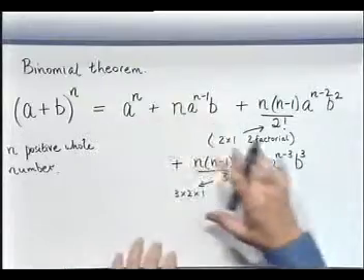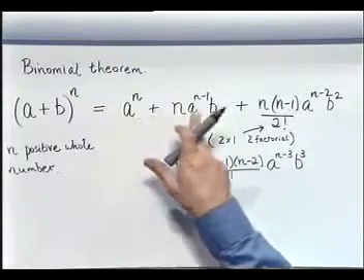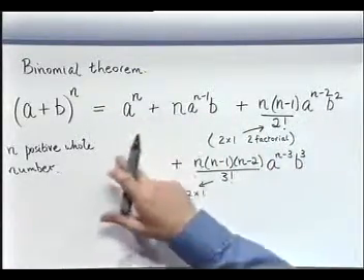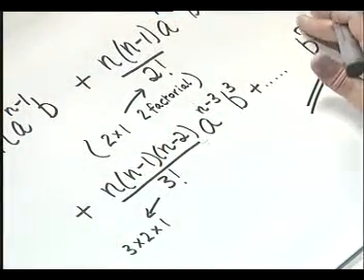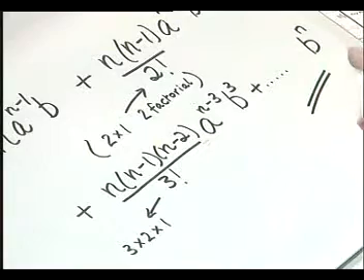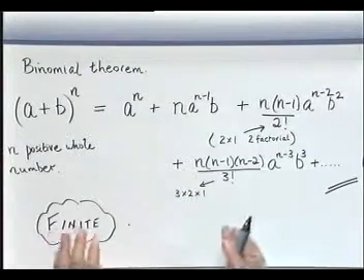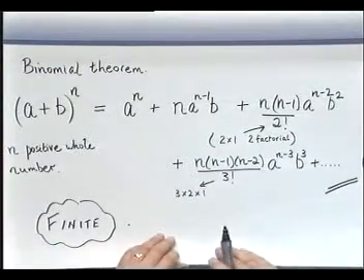So all the way through this theorem, you'll see the powers of a are decreasing and the powers of b are increasing. Now this series goes on and on and on until we reach the term b to the power n, when it stops. So this is a finite series. It stops after a finite number of terms.